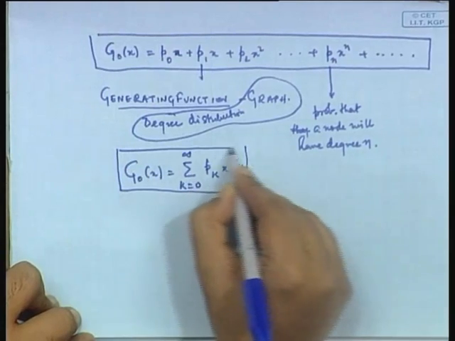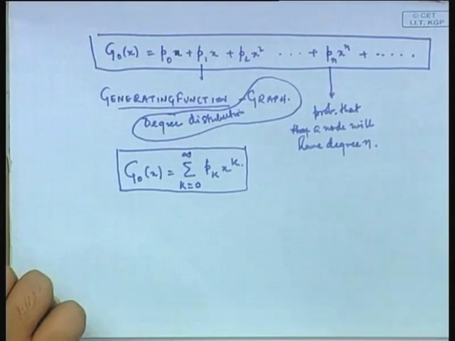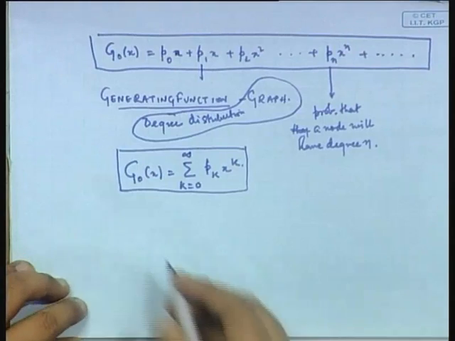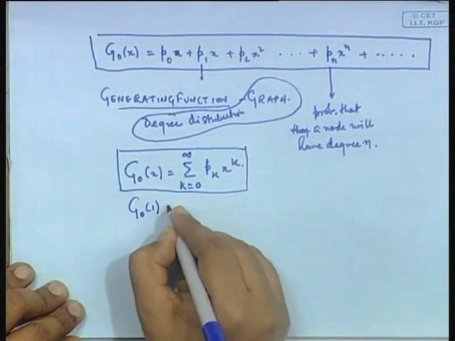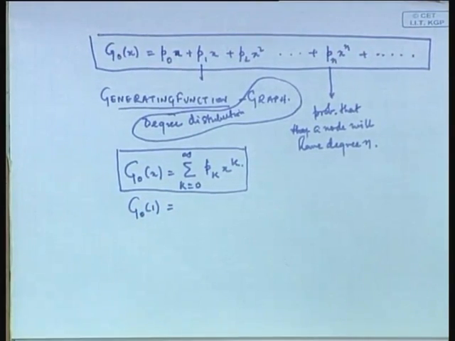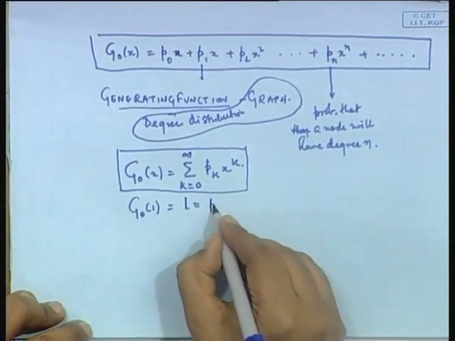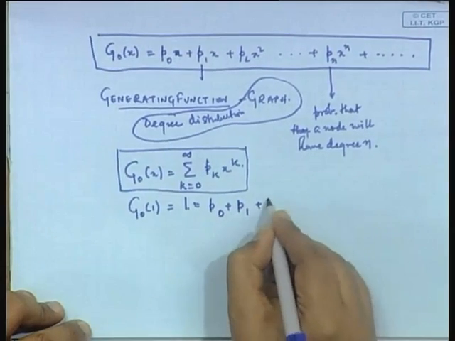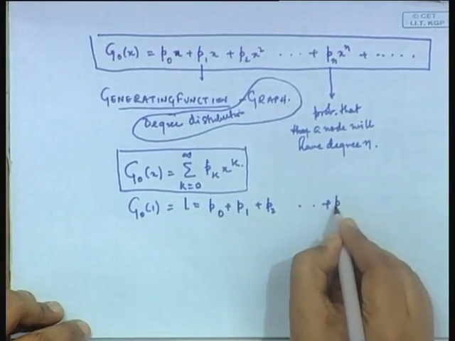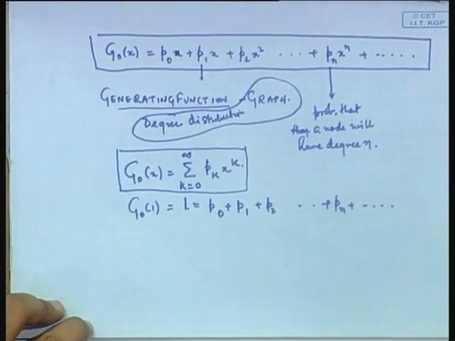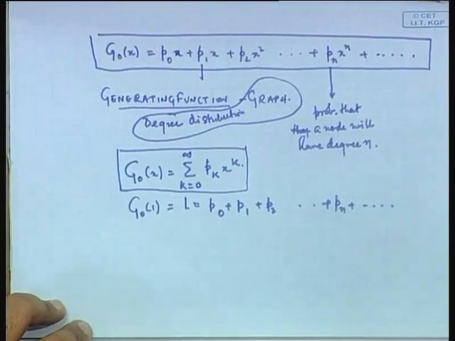Now, what is the importance of writing the generating function? From these generating functions you can find out many characteristics of the graph very easily. So, what is G 0 1? G 0 1 is equal to p 0 plus p 1 plus p 2 plus p n and it becomes 1. Clear? So, G 0 1 is equal to 1. It should be 1 if it is normalized well.